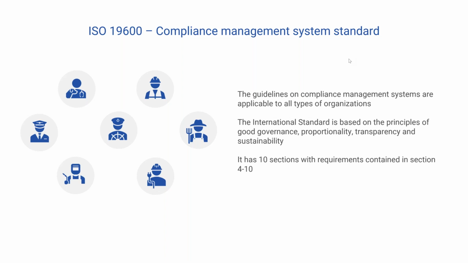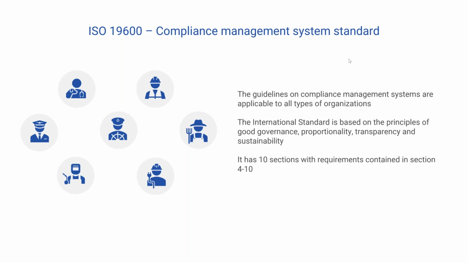So what is ISO 19600? It is officially called a compliance management system standard, and it's really a guideline on compliance. So in contrast to other ISO standards, this one does not have requirements in it. It's really a guideline. And as of today, at least, you cannot get certified to ISO 19600. So this is more a standard that you can use to build your compliance management system, to improve your compliance management system, but it's not something that you would get certified to. It doesn't have a strict set of requirements.